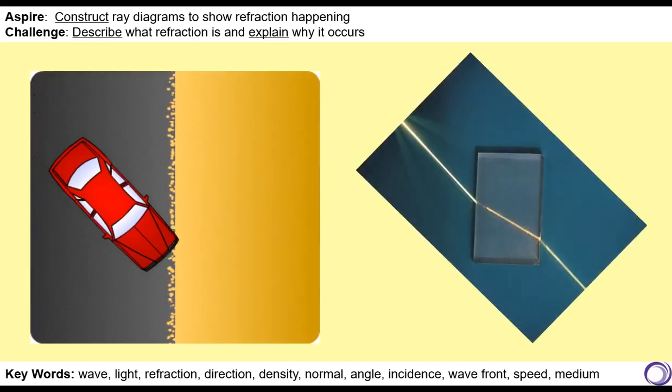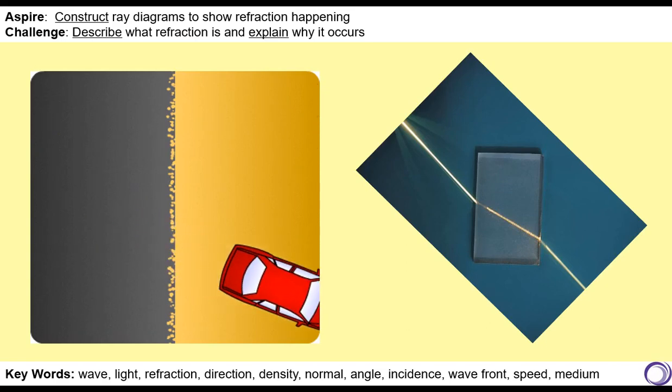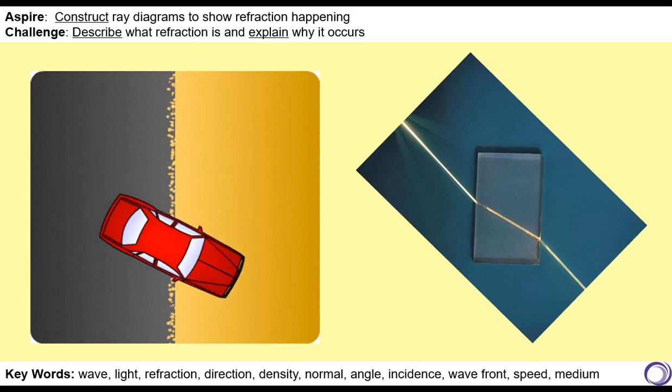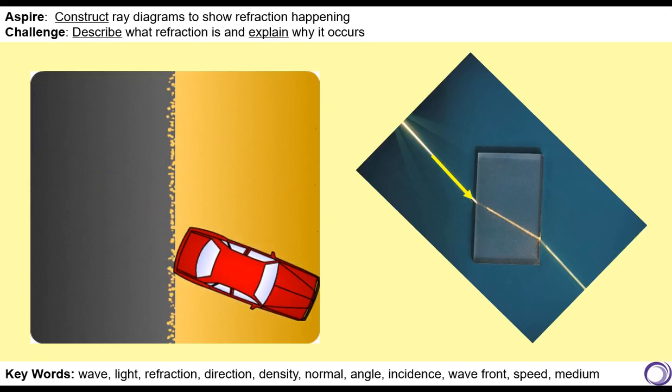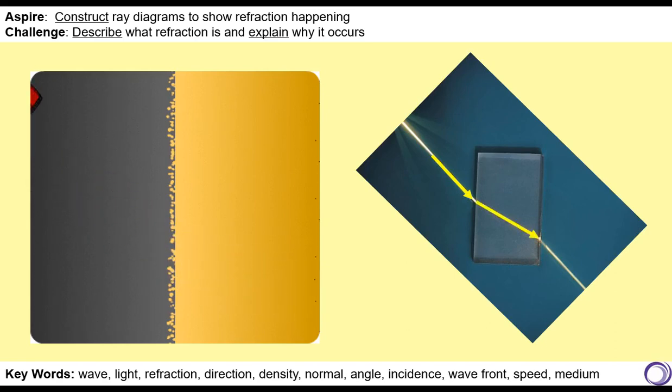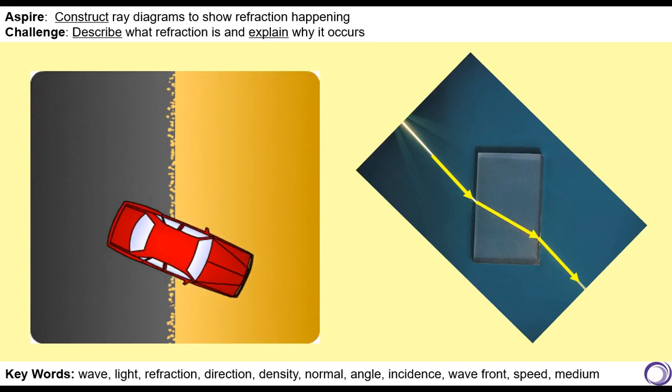So the same thing is happening with the light. When it moves from one medium to another, because of a slight change in speed, it will change direction. So the light moving through the air moves in a straight line. When it crosses that boundary between the air and the glass block, it will change direction slightly because of the change in speed. And then when it moves out of the block and back into the air, again it will change direction.